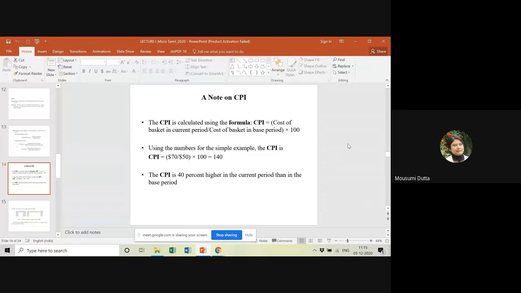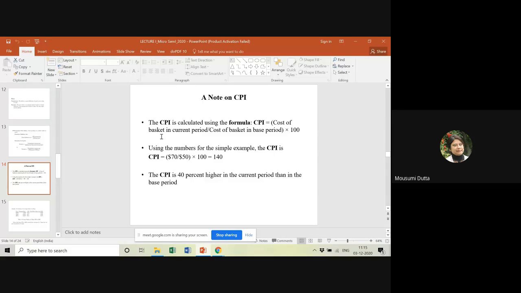There is a note on CPI. The CPI is calculated using the formula: CPI is equal to cost of the basket in current period divided by cost of basket in base period, multiplied by 100. Generally, we present consumer price index in percentage terms. So we consider the cost of basket in current period divided by cost of basket in base period.